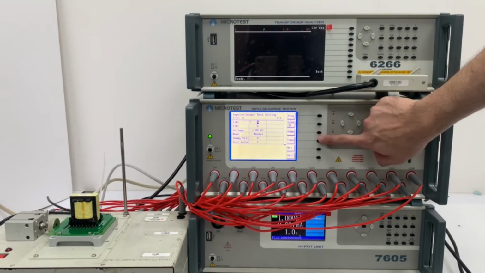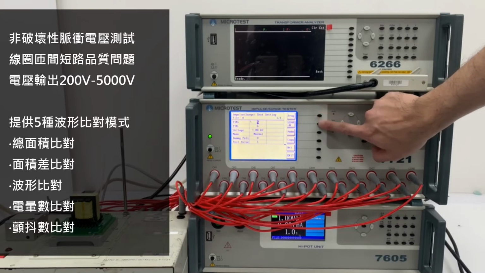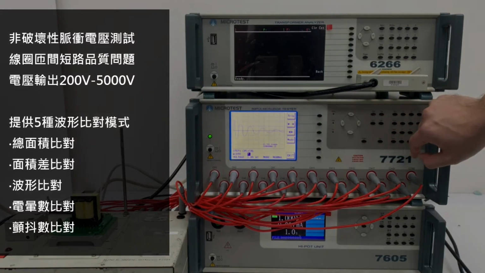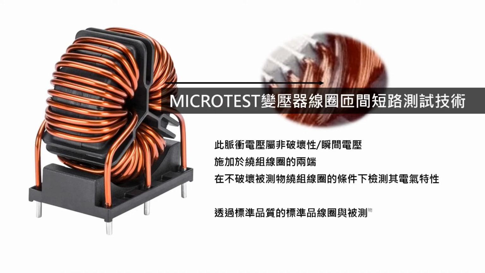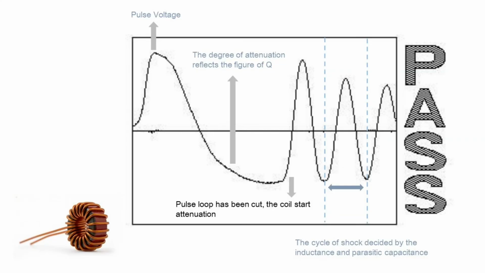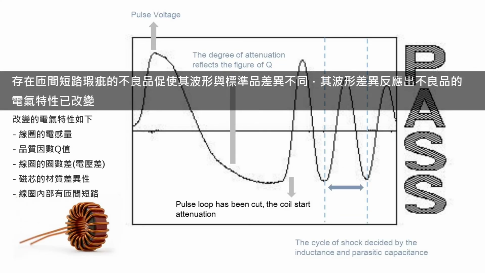Why do we need an impulse test for producing transformers? When a short happens on a coil, it may change the parameters of inductance, capacitance, and resistance. The insulation ability is reduced. Usually, the problem will be discovered under high voltage. Pulse voltage and waveform comparison is the way we detect layer short.